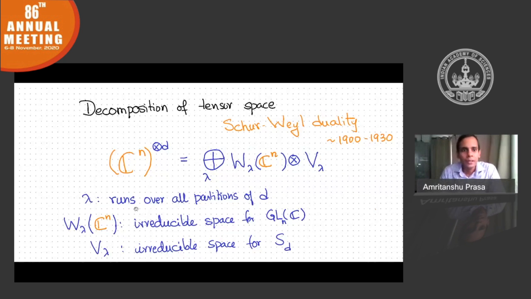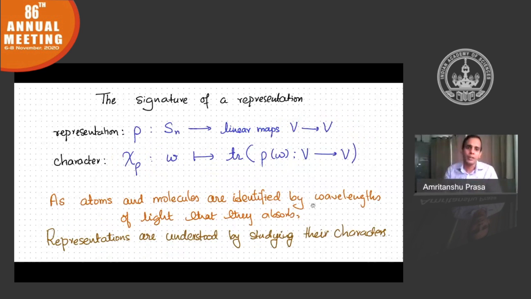Okay. So how do we work with representations? The signature of a representation is what is called its character. The representation is given by a matrix, and you just take the trace of this matrix and think of it as a function on the group. Just as atoms and molecules in spectroscopy are identified by the wavelengths of light that they absorb, representations are understood by studying their characters. And this is more than a poetic analogy. In fact, in spectroscopy, what you observe are values of the characters of the symmetric group.